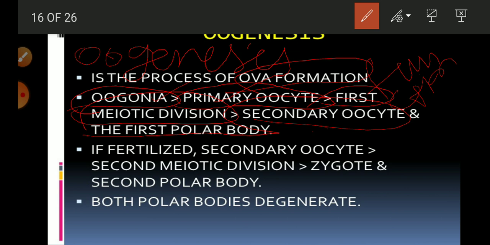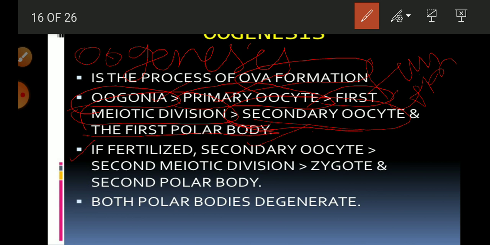The whole process of oogenesis is stuck here until puberty; before birth it is stuck here and will not move further. When the baby girl is born, she has secondary oocytes. The first polar body degenerates later on because it does not have cytoplasm and does not attain nutrition.